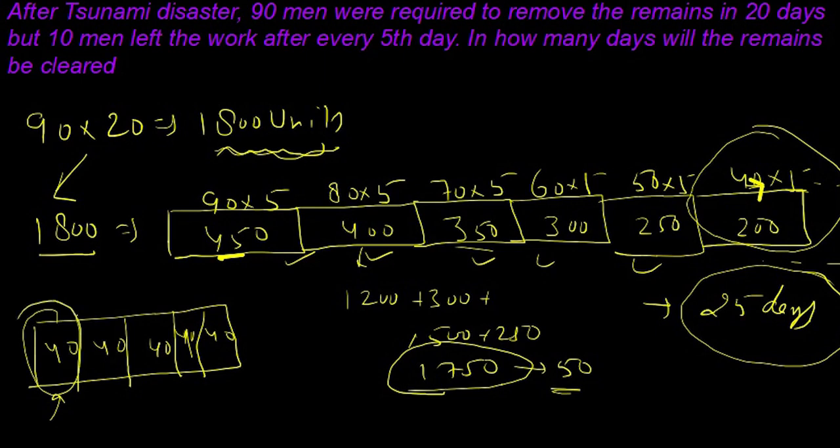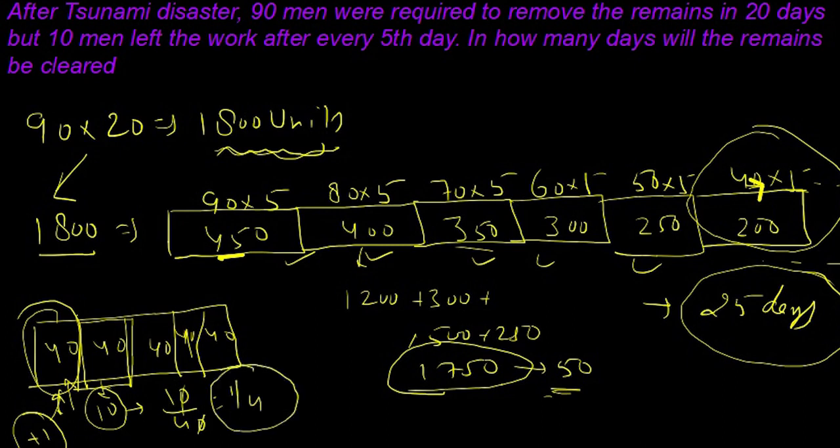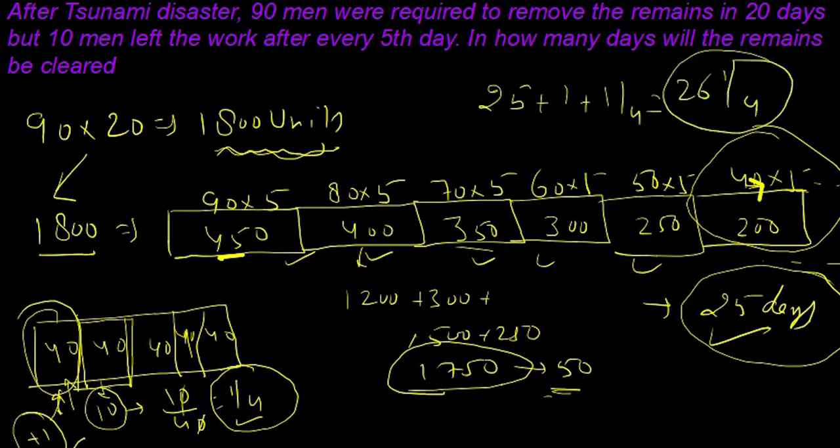Plus 1 day is there. So out of 50, 40 units are done, 10 units are left. We just need 10 units, and in a particular day you can complete 40 units. So 10 by 40, or you can say a quarter of a day, is required. So 25 days there, 1 day is there, and 1 by 4 is there. So what is the total number of days we require? This is going to be 26 and 1 by 4 days are required to complete this particular work in this manner.